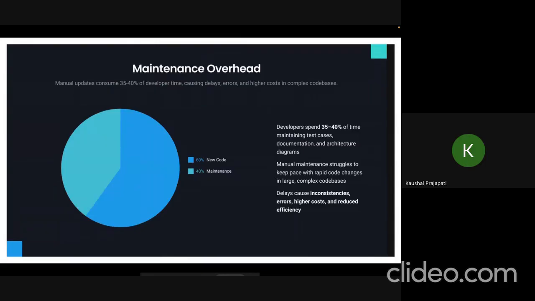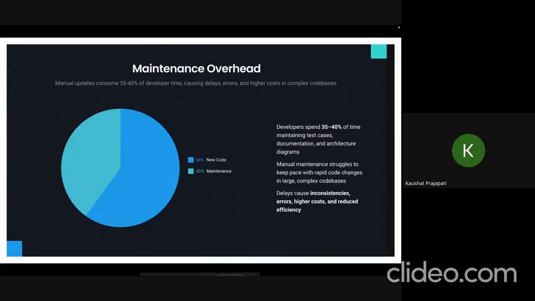So the main problem in the project development life cycle is to maintain the documentation. Around 30 to 40% of each developer's time goes to generating and maintaining the documentation, like test case generation, architecture diagrams, and the Swagger files. Manual maintenance of a complex code base leads to some inefficiency and creates some disturbance to the developer, and if there is some delay in maintaining the documentation, that leads to inconsistency and creates some errors, which creates uncertainty for other developers trying to understand the project.